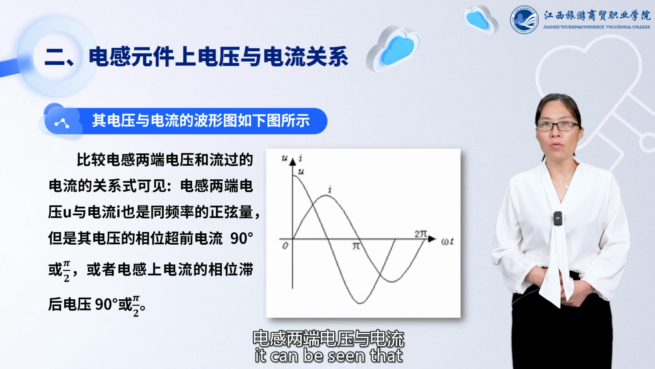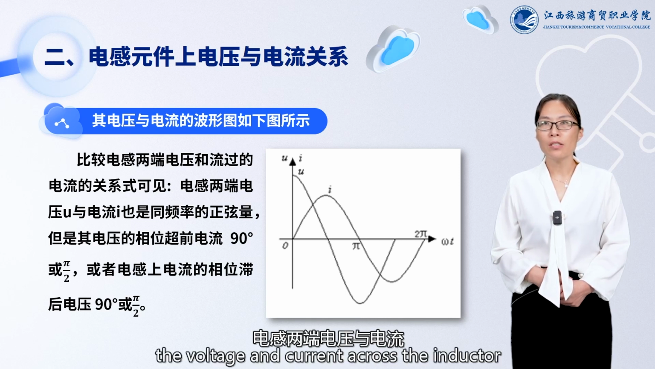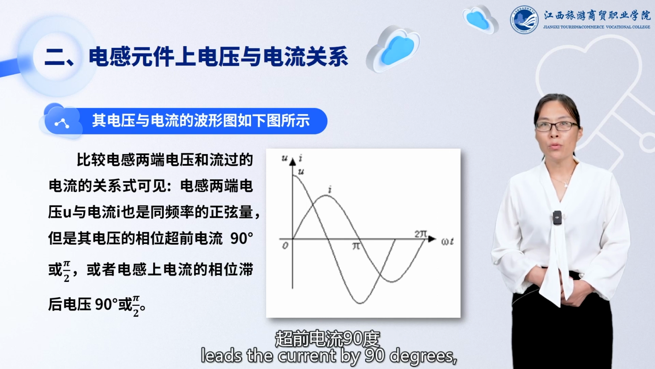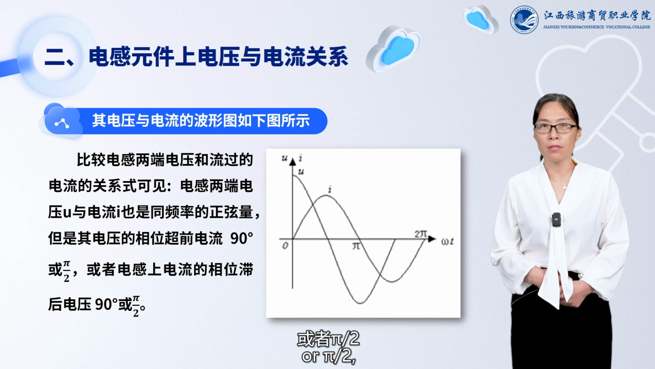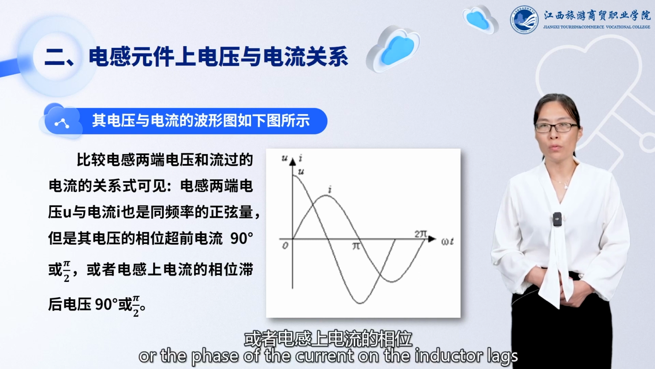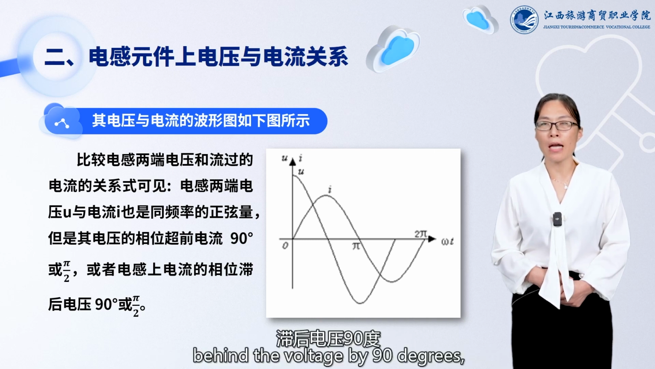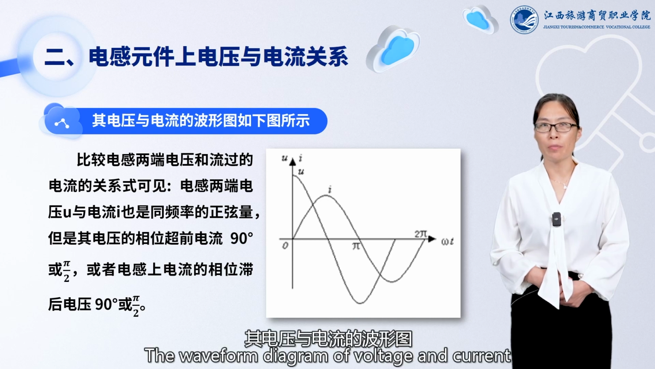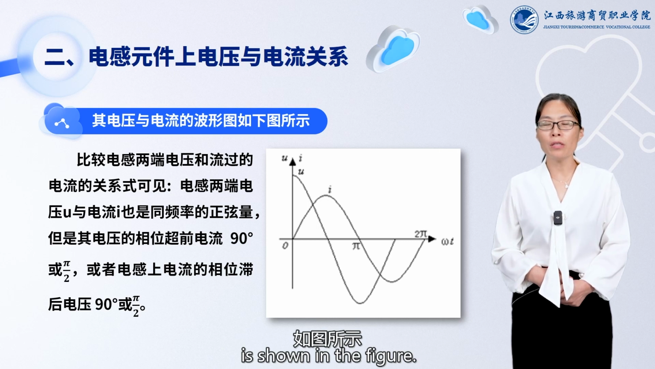It can be seen that the voltage and current across the inductor are sine waves of the same frequency, but the voltage leads the current by 90 degrees, or pi over 2. Equivalently, the current in the inductor lags behind the voltage by 90 degrees, or pi over 2. The waveform diagram of voltage and current is shown in the figure.